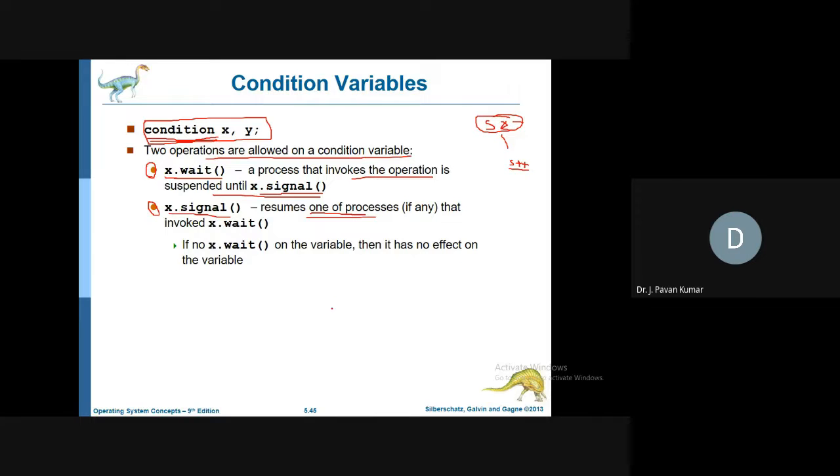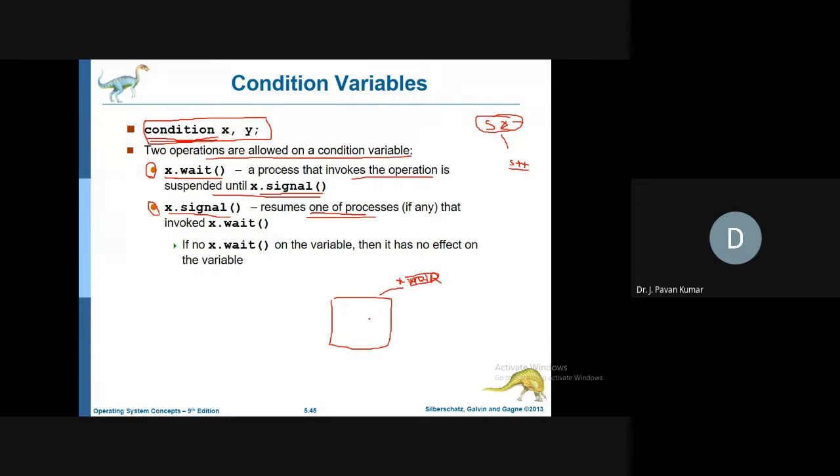Suppose you consider a monitor, and there exists a condition x, and this is the queue for x. X dot wait means one process will be kept in waiting state in this particular queue. Next, x dot wait, again it will be kept in the queue. X dot wait, again it will be kept in the queue.